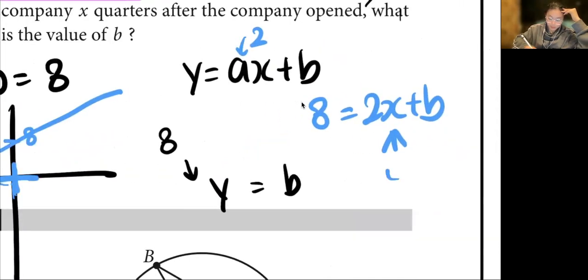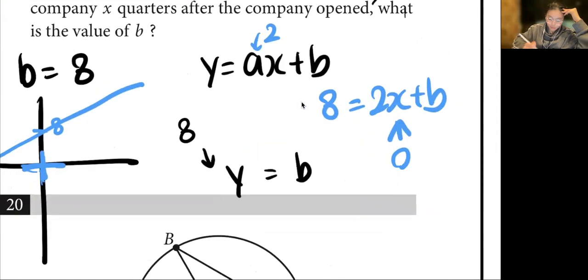So we plug in 0, okay, and b is going to be our y-intercept. So once we plug in 0, b equals 8.